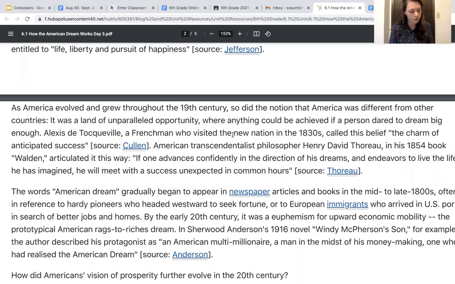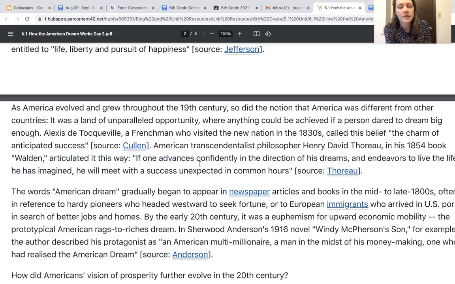We have a little bit more to read. We're going to start right here. Let's see what Henry David Thoreau thinks about the American dream. American transcendentalist philosopher, oh my goodness, big words, philosopher Henry David Thoreau, in his 1854 book, Walden, I read this book this summer. When you're older, it would be an interesting book to look at, articulated it this way.